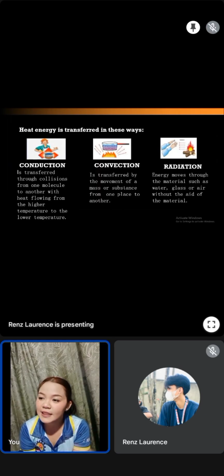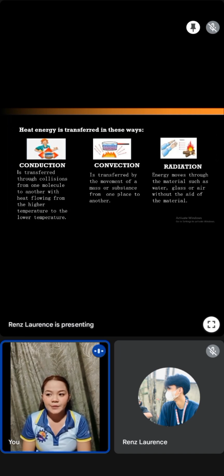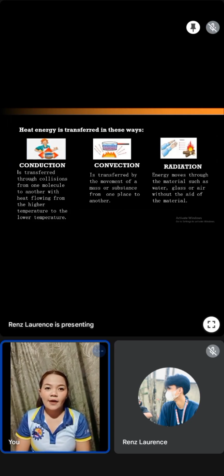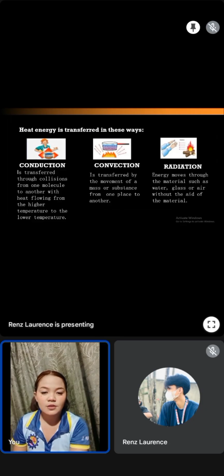So again, in conduction, I forgot that in conduction, naa siya good conductor and poor conductor. The good conductors are copper, silver, iron, and steel. Whereas in the poor conductors, we have wood, styrofoam, paper, and air. So that's it. So next.